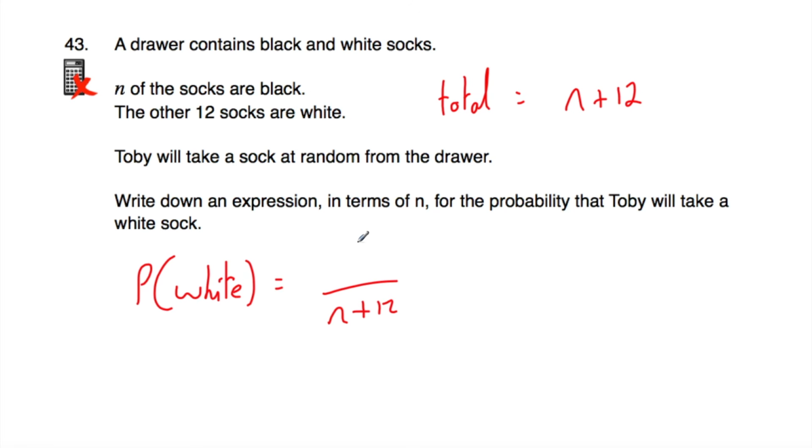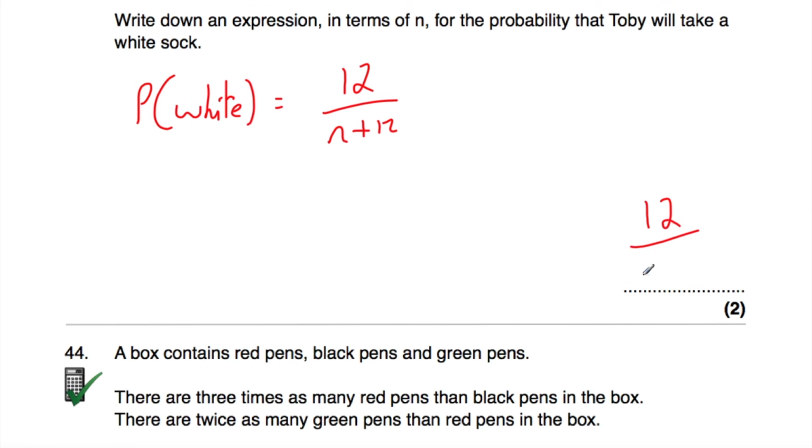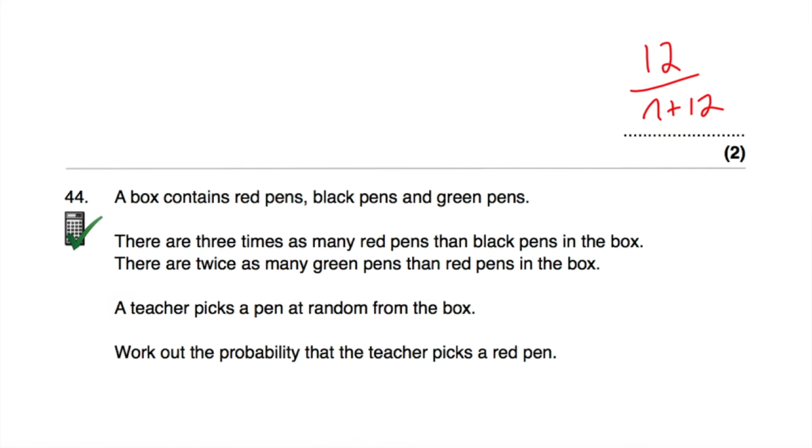Now, in terms of choosing a white, that'll be the number of white socks on the numerator, so that's going to be 12. So the probability of picking a white sock will be 12 over n plus 12, because that's 12 white socks over the total. And that's our expression in terms of n. Okay, let's have a look at the next question, question number 44.